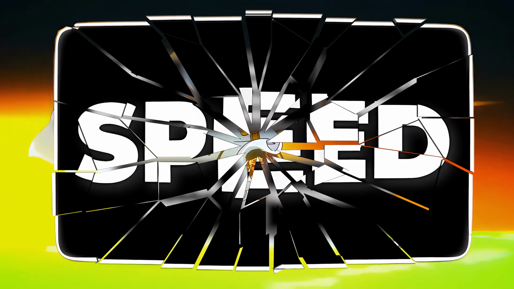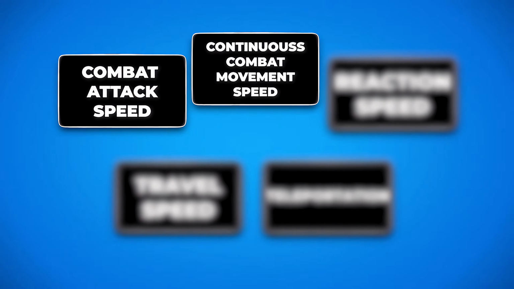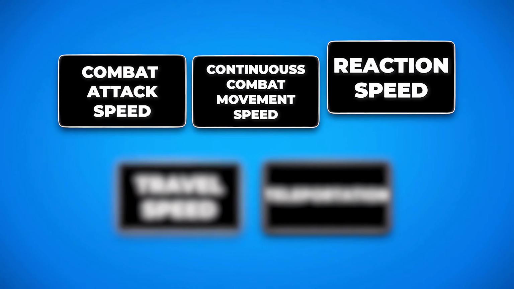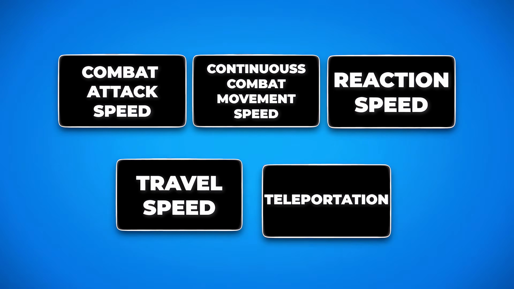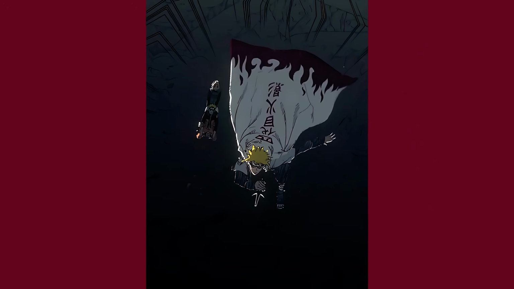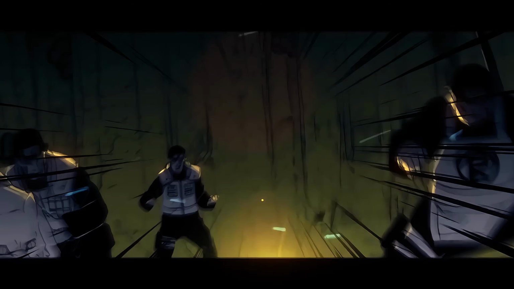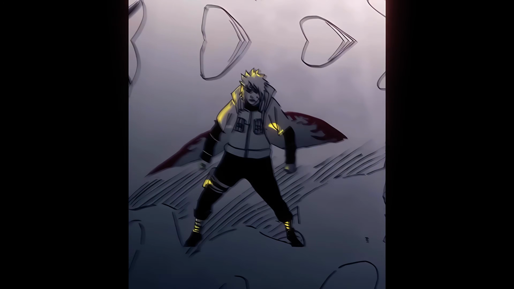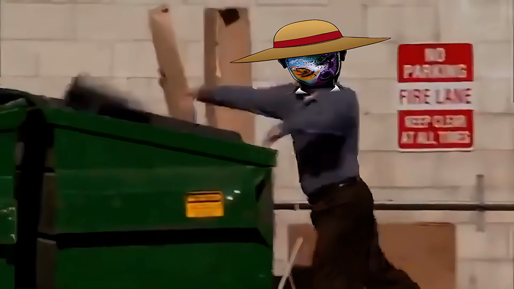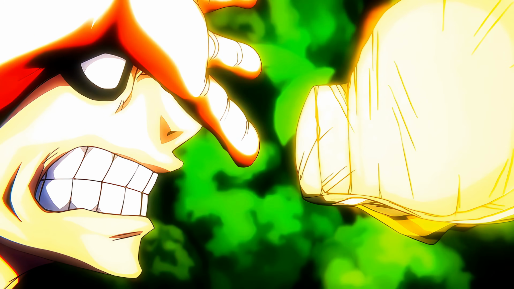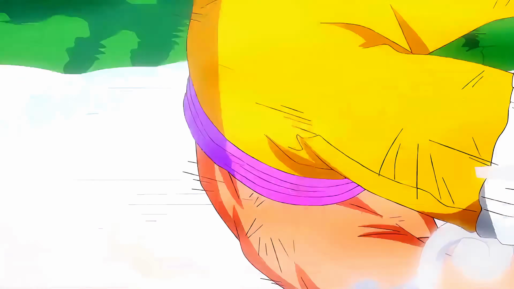So, in power scaling discussions, speed is typically broken down into 5 main categories: combat attack speed, continuous combat movement speed, reaction speed, travel speed, and teleportation. Now, teleportation isn't really a type of speed in the traditional sense. It's more of a special method of moving instantaneously from one location to another, so we'll just set that one aside for now. Travel speed, on the other hand, refers to how long it takes a character to get from point A to point B, usually across a large distance, without teleporting.